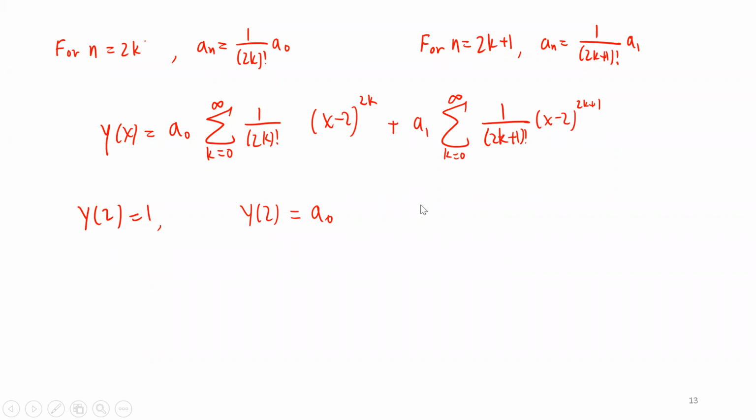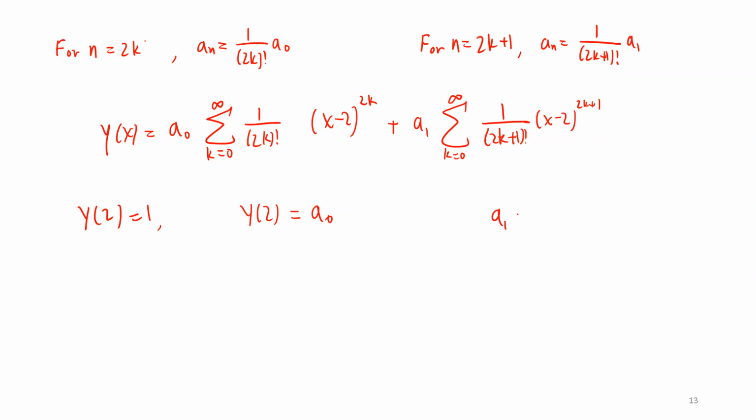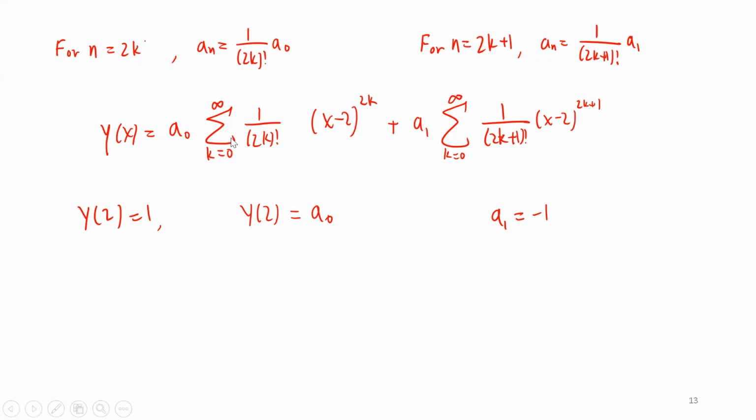And similarly, if you make use of the other initial condition that I gave you, y prime at 2, the derivative at this value, then you will find that a1 is given by -1. So I'm just going to replace it: y(2) is a0, and that's why a0 is 1, and this is -1. So this is the result.